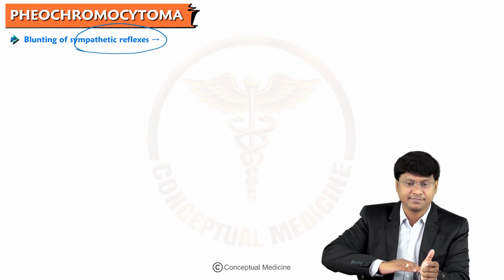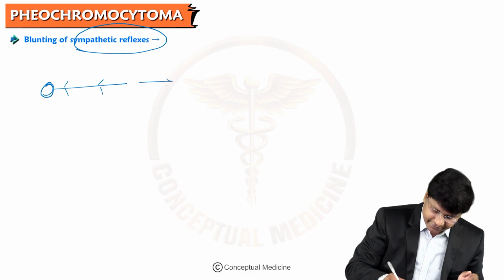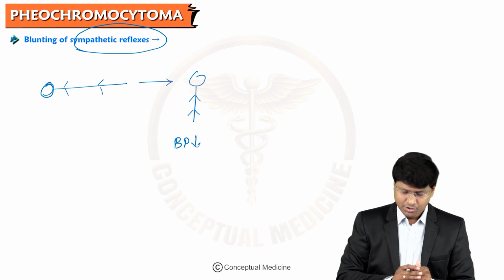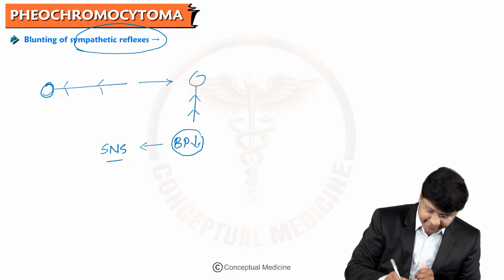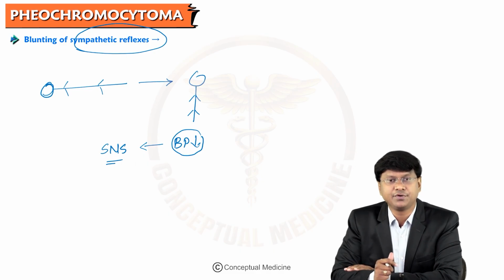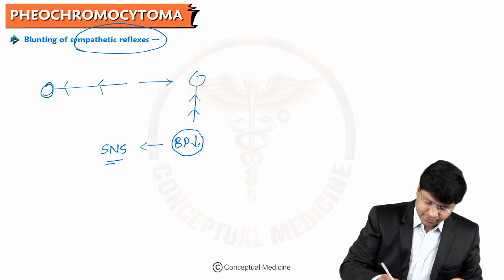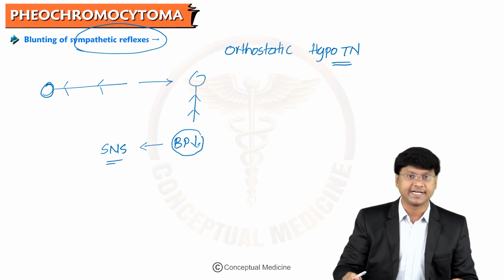So, whenever we stand from supine position, the blood pressure of the individual drops down because of decrease in the venous return and because of the gravity pull. So, this fall in the blood pressure is immediately corrected by the sympathetic nervous system of our body. But what is happening in pheochromocytoma? In pheochromocytoma, the sympathetic reflexes are blunted. There is blunting of the sympathetic reflexes. Now, because of blunting of the sympathetic reflexes, the individual will land up in what is called orthostatic hypotension.